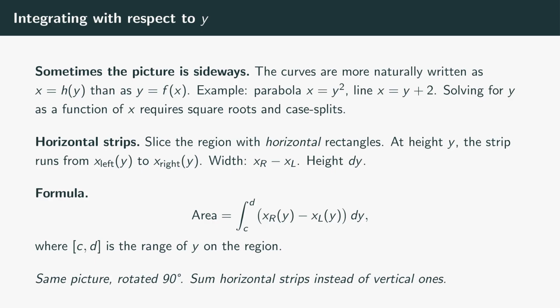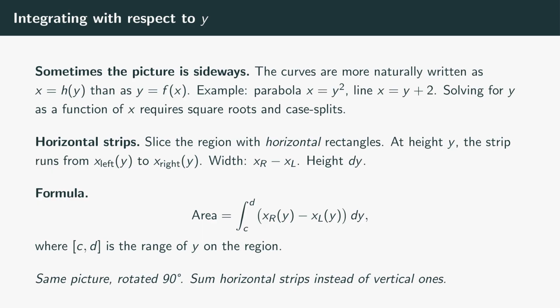But x equals y squared is a perfectly clean function of y, and x equals y plus 2 is too. The picture is naturally a function of y, with x on the horizontal axis as output and y on the vertical axis as input. The fix is to switch how we slice. Instead of vertical strips of width dx, use horizontal strips of height dy. At a given height y, the horizontal strip runs from a leftmost x value, x sub L of y, to a rightmost x value, x sub R of y. Its width is x sub R of y minus x sub L of y.